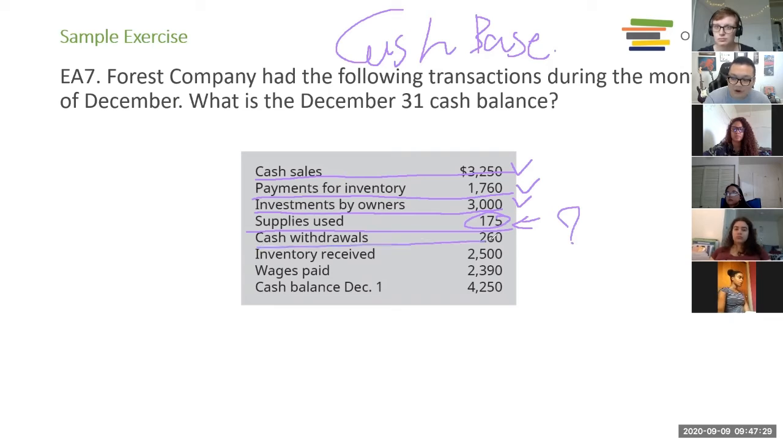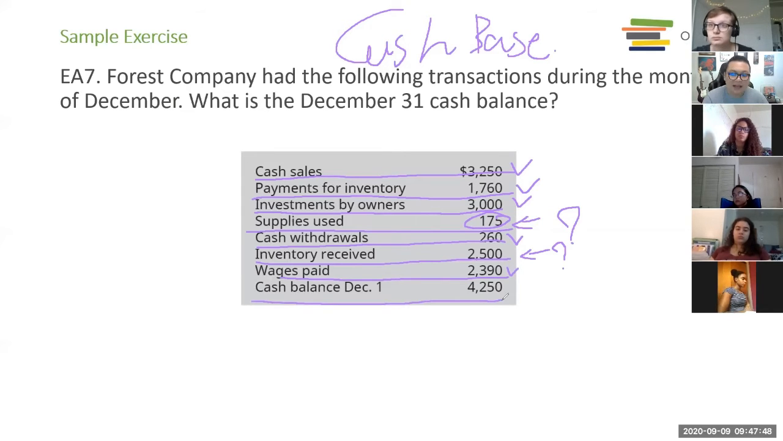And the cash withdrawn, this is the money you withdraw from your bank. So this is actual cash, so this should be included. And the inventory received, once again, we're going to put a question mark here too. And the wages paid, this is the money you pay your employees, so this should be included. And the cash balance at the very beginning of the month, this is the total cash you already own at the very beginning of the month, so this should be included. So we have two question marks here: the supply use and the inventory received. Okay, so once again, let me show you the answers and you will know.